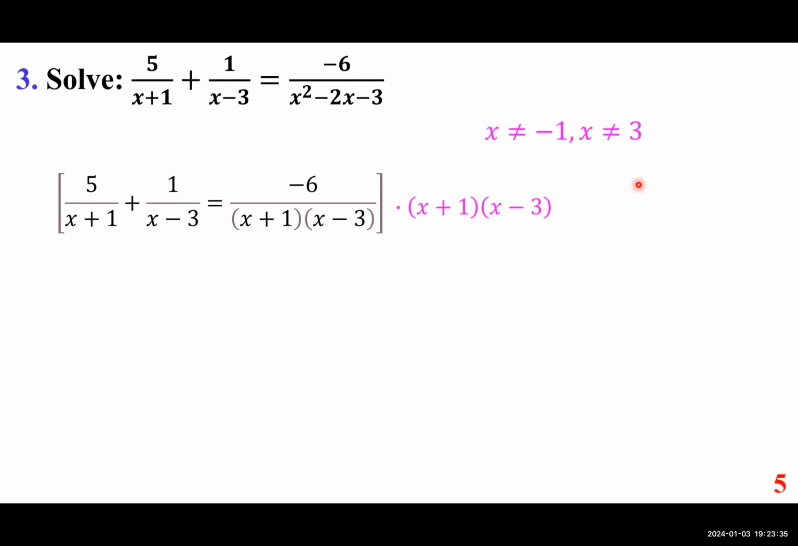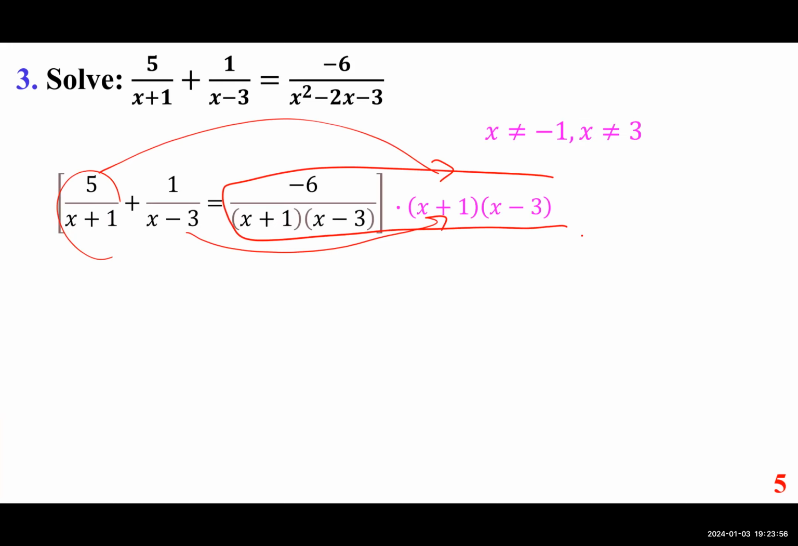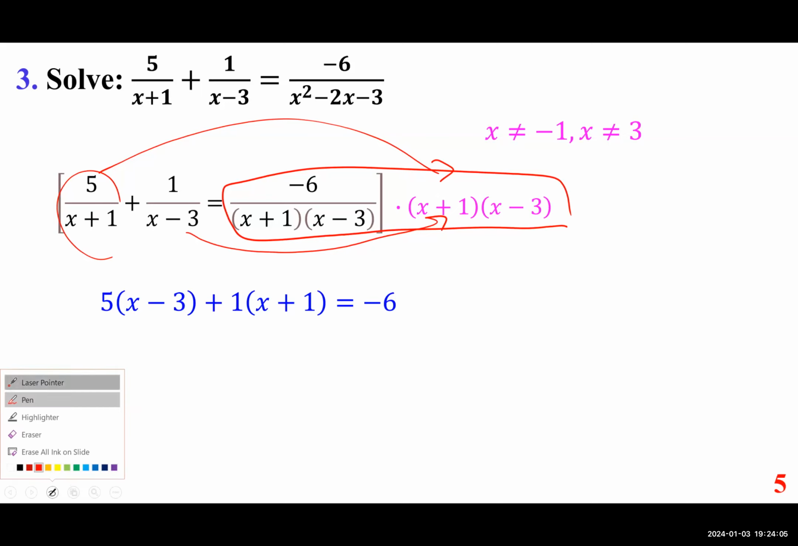When you do that, you multiply this part and x plus 1 goes away, you get 5 times x minus 3. You multiply this part, x minus 3 goes away, and you get 1 times x plus 1. And the right side, you just get -6. I hope you see that multiplying by the LCD is the fastest and the easiest way to deal with that. We are almost done.